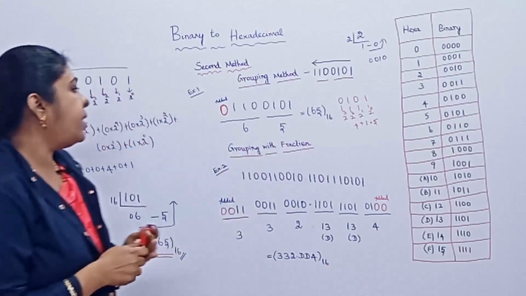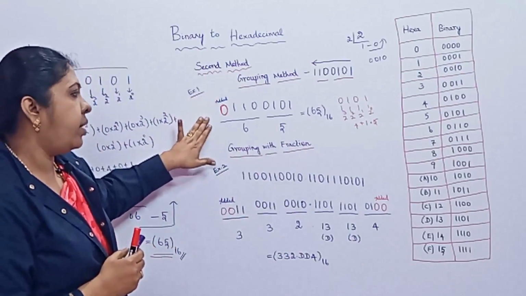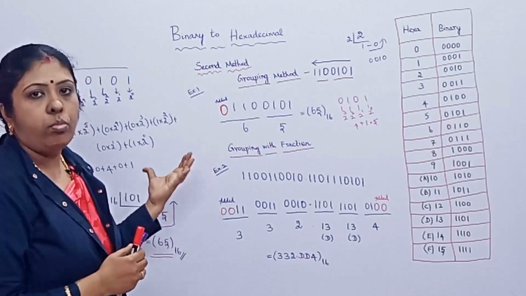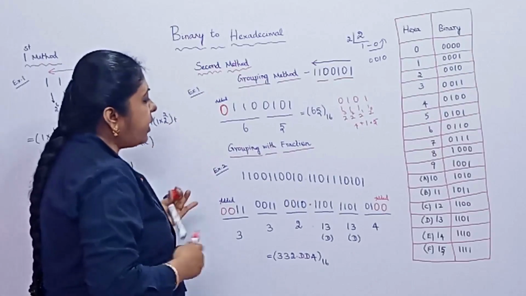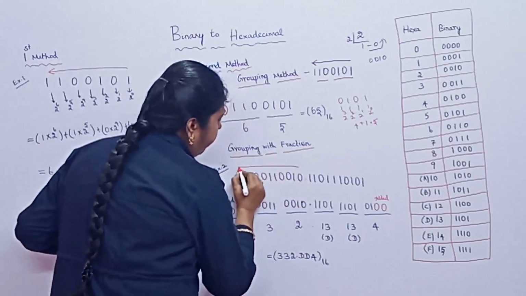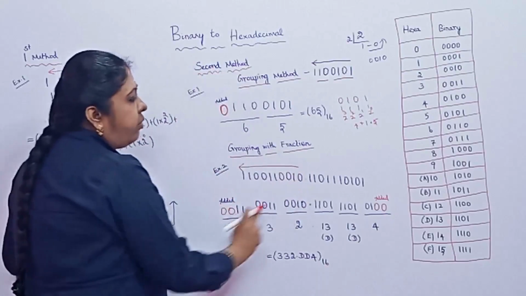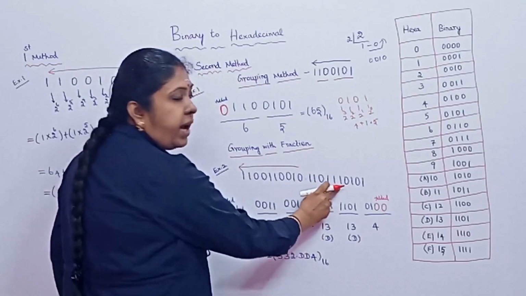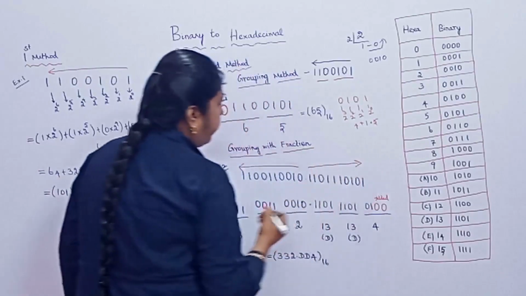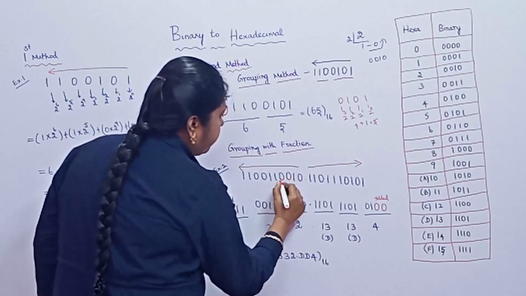Okay, now consider the next example, grouping with fraction. This was for the integer number. When you have a fractional number, how can grouping be done? There is a slight modification here. For the integer number, we stated that the digits have to be grouped from right to left. For the fractional part, the digits are grouped starting from the left to the right. Here this number can be grouped as 1, 2, 3, 4.